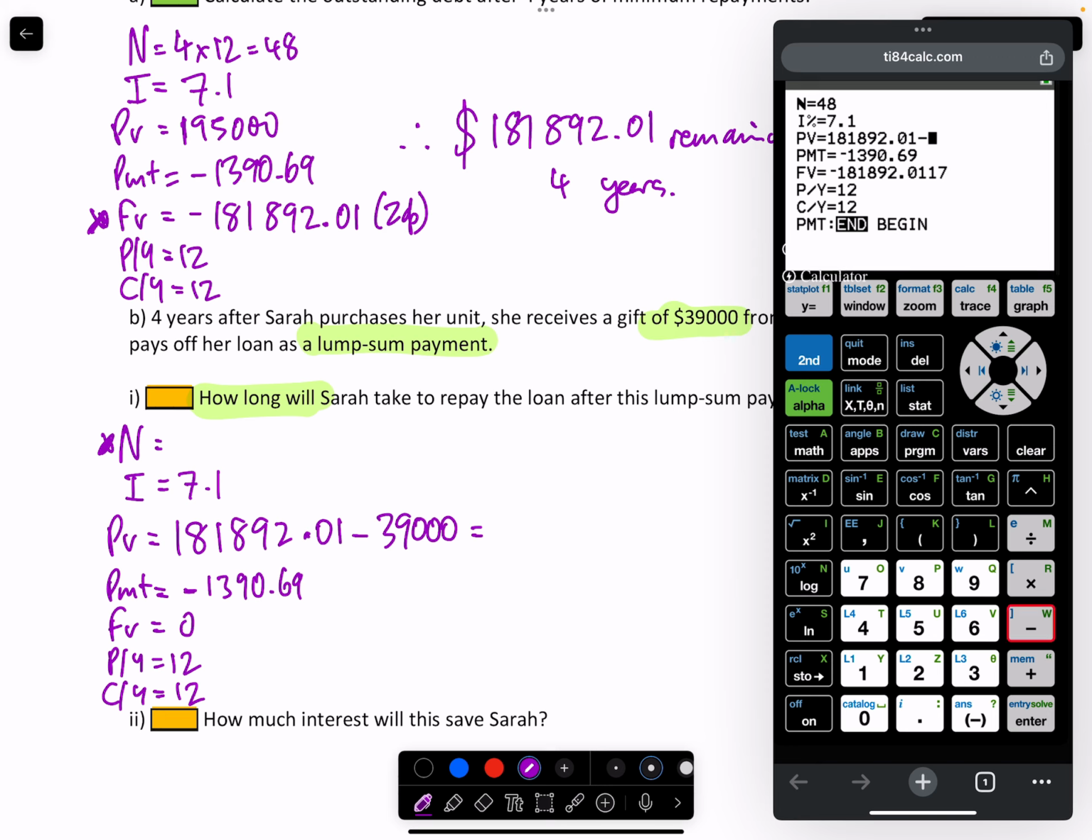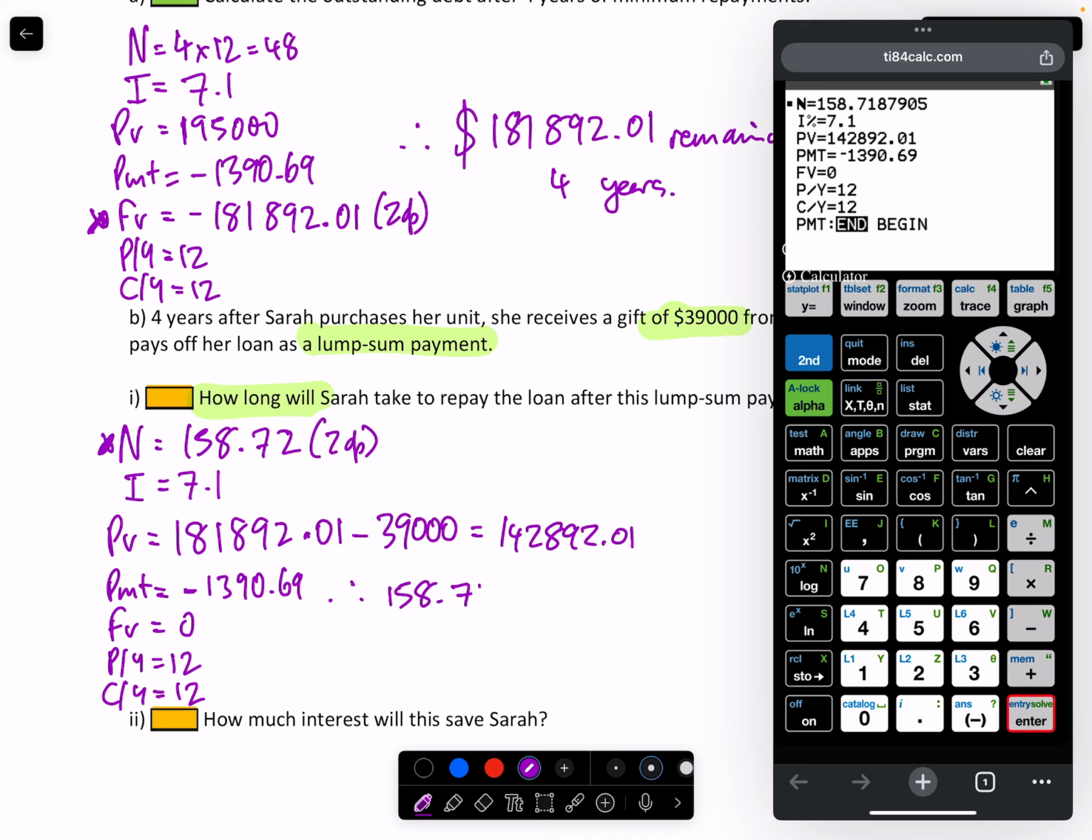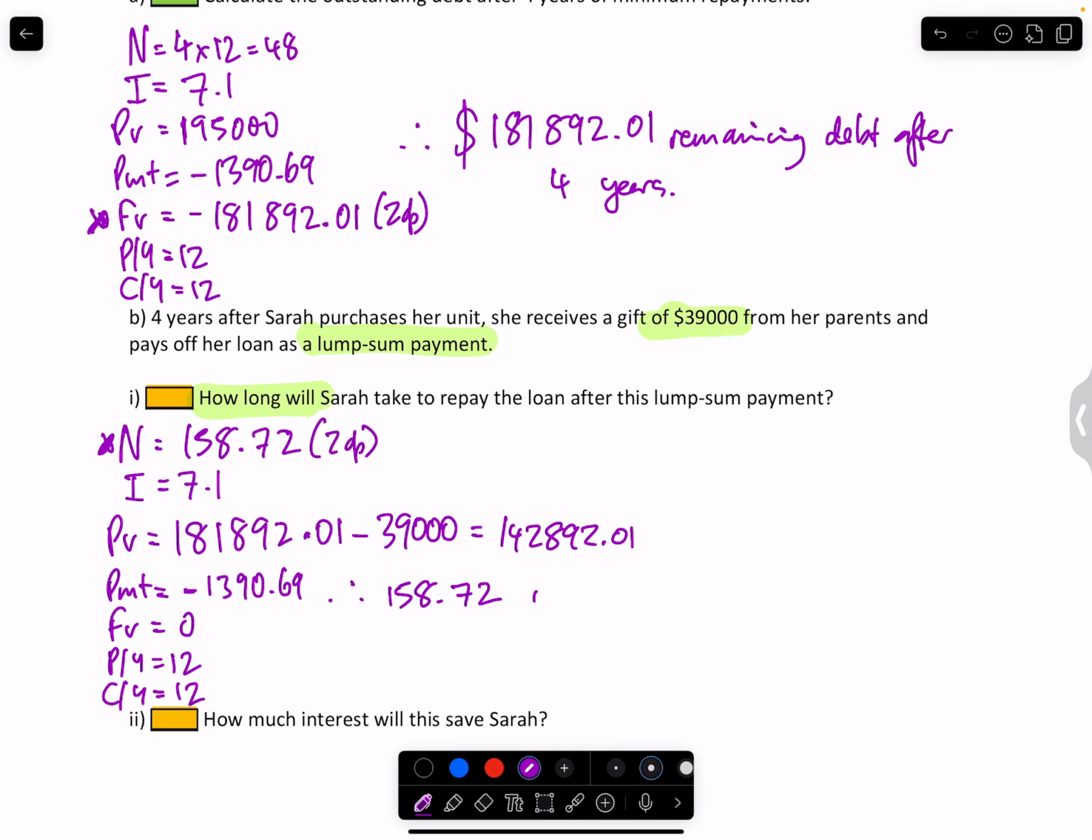181,892.01. Take 39,000. That's 142,892.01. I want to owe the bank nothing at the end. Getting tired now. That tells me 158.72 months to TDP. Therefore, 158.7. It only says how long, so I'll leave it in months to repay. But I'll also work out in years just to flex the time that I've got.